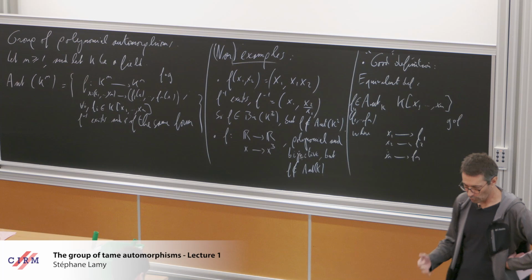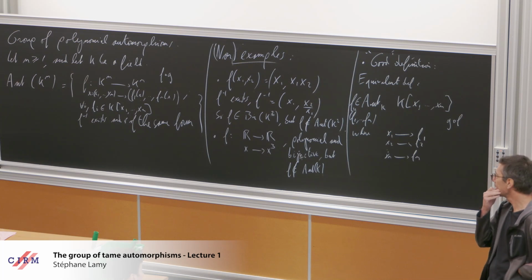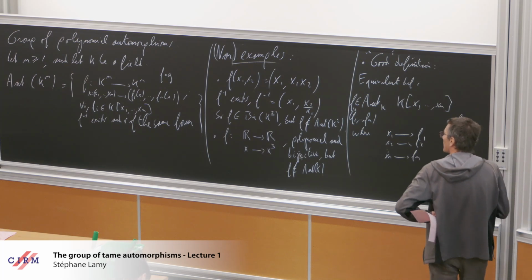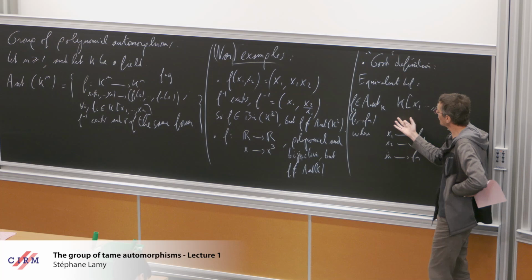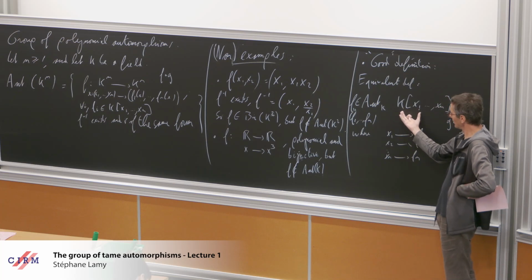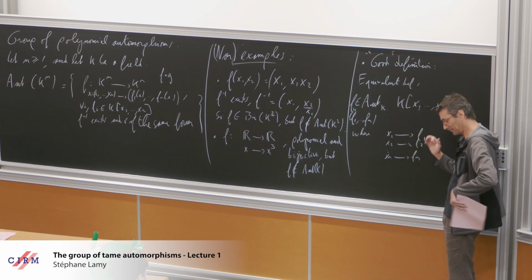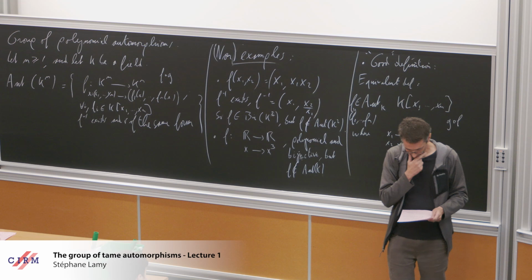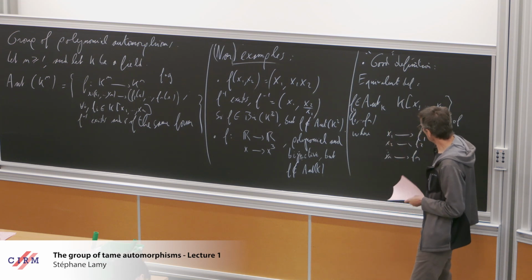So when you look at the literature on polynomial maps, there is an algebraic side of the story, and the people there think like that, so they compose in the other way. Okay, but it's a good way to see that.